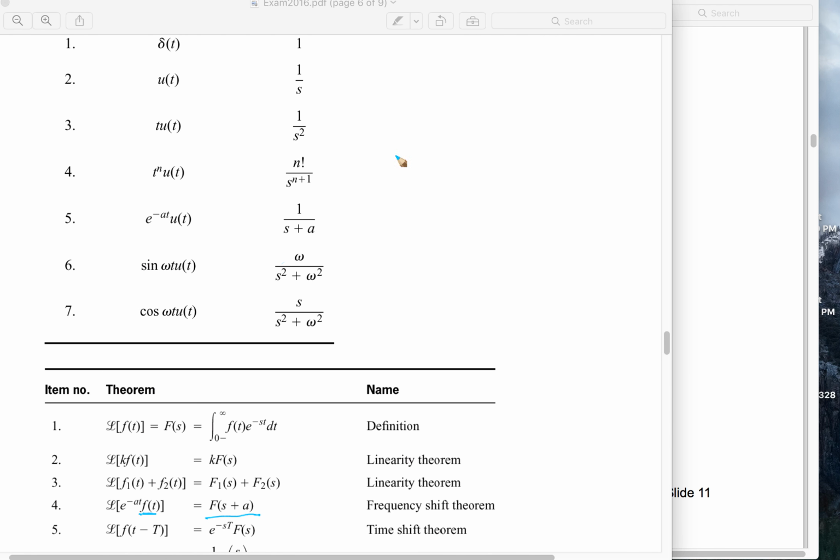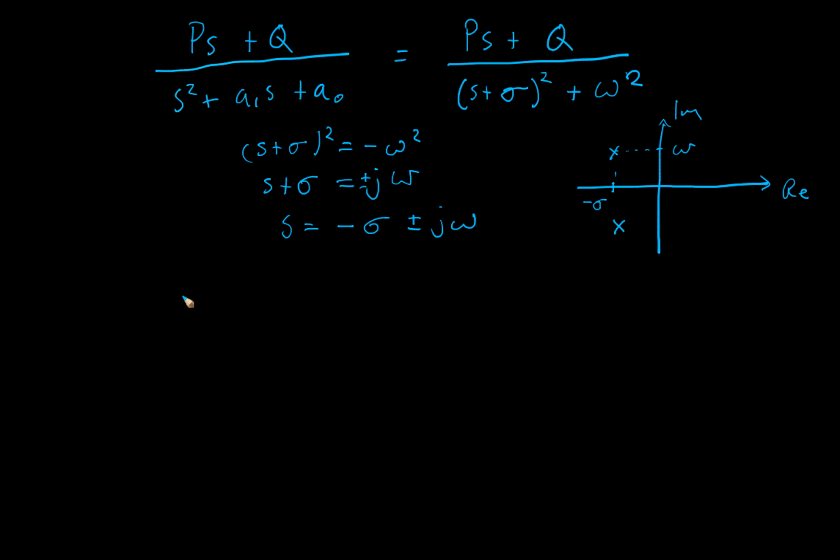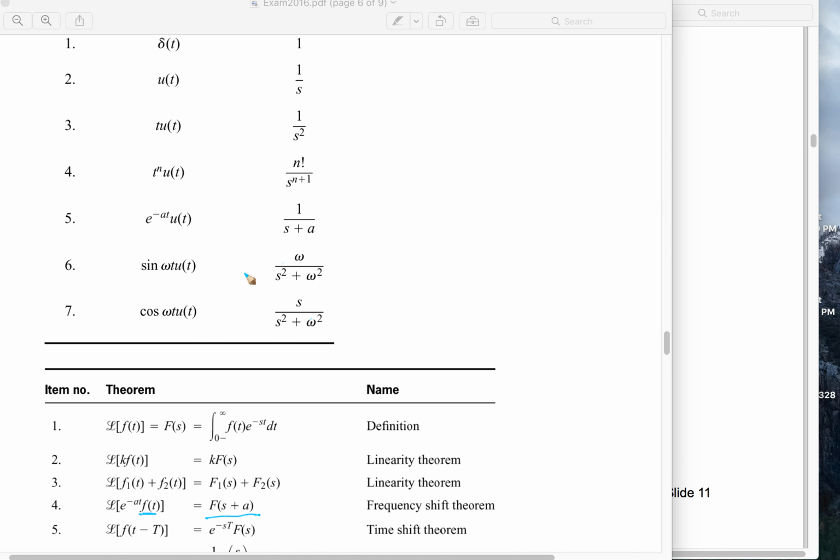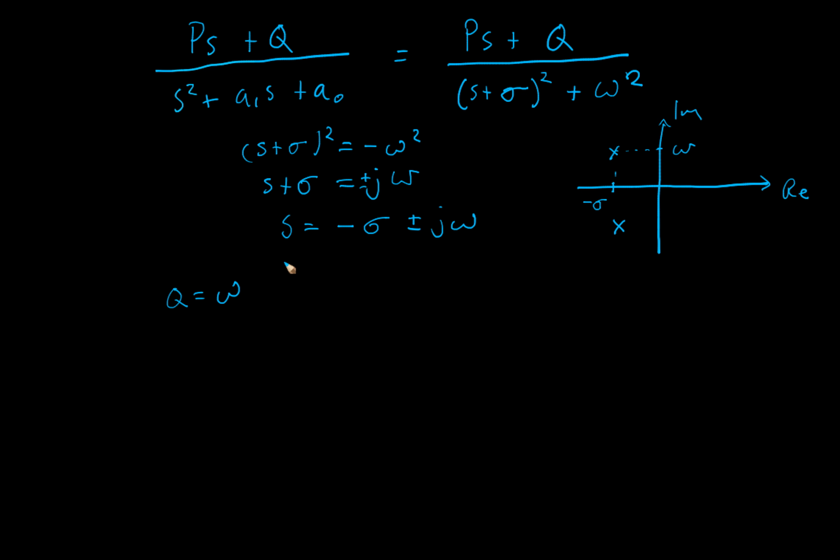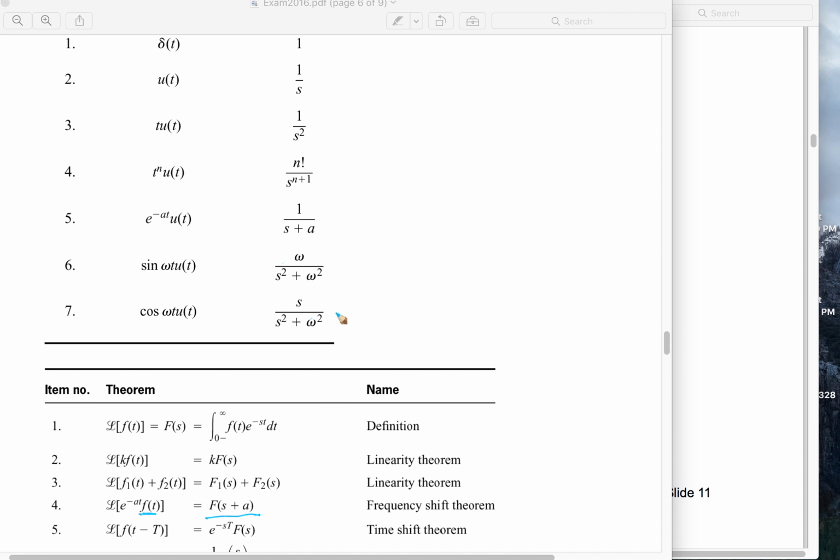So let's just take the part where we just have a real term here. So here the numerator q, let's just say q equals omega. If q is not equal to omega, we can just have some constant out the front. So we've got a real term on the numerator, and we're going to look at a sine wave. We can also have the term with just s on the numerator, and then we look at the cosine term as well, so we can treat those separately.